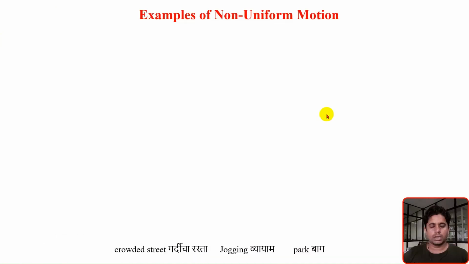Hello everyone. In the last video, we discussed a few examples of uniform motion. In this video, we will discuss some examples of non-uniform motion. Earlier, we discussed uniform motion. Here, we will discuss non-uniform motion.